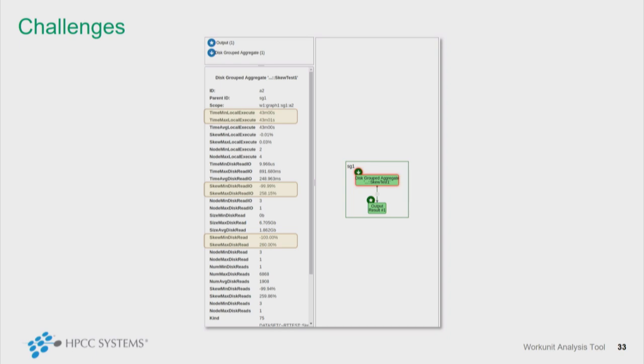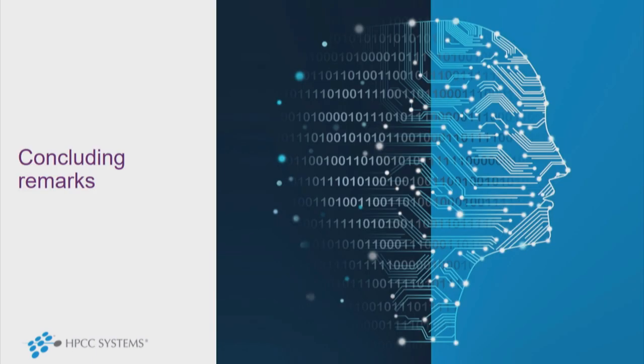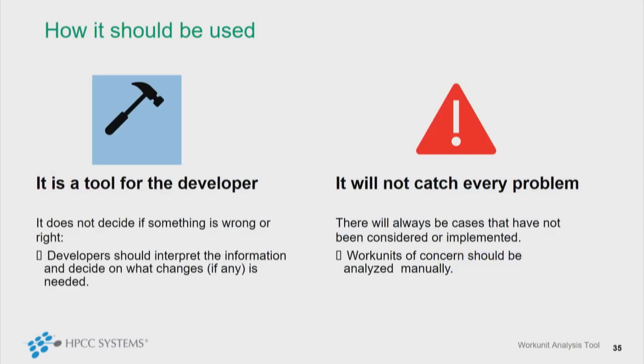So that's the demo, really. There's not much to the analyzer in terms of what you see. It's a tool for developers. It won't tell you if something is right or wrong. You need to look at the information provided still, and decide if any changes are needed. It won't catch every problem. If you have concerns, you need to still analyze the workunit manually. So, it's not a magic tool yet.